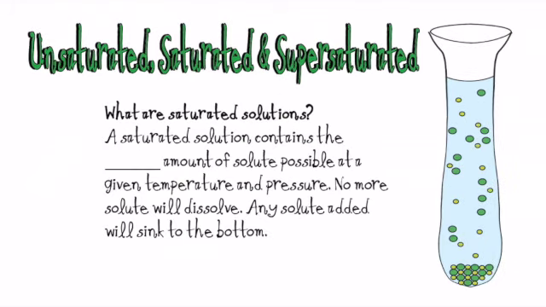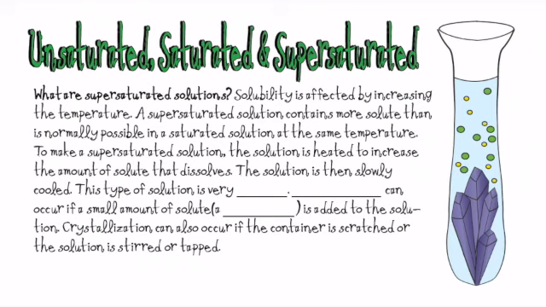What are saturated solutions? A saturated solution contains the maximum amount of solute possible at a given temperature and pressure. No more solute will dissolve. Any solute added will sink to the bottom. What are supersaturated solutions? Solubility is affected by increasing the temperature. A supersaturated solution contains more solute than is normally possible in a saturated solution at the same temperature.